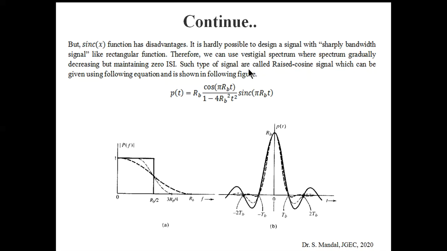Now such types of signals are called raised cosine signals, which can be expressed by using this equation: Rb cos(pi Rb t by 2) divided by 1 minus (Rb t) square, multiplied by sinc(pi Rb t). You can see that the dotted one is the raised cosine, and this one is the normal cosine. So you can use a raised cosine signal also for this purpose.